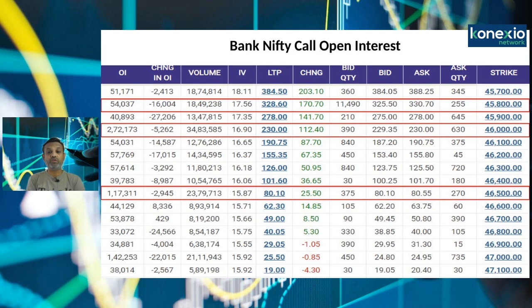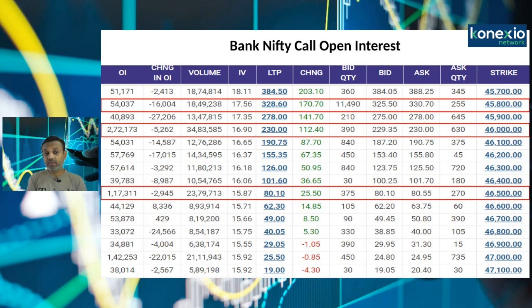towards 46,500 to 46,800. Why 46,800? Because you can see there has been more shedding in this particular region. You can see there has been a shedding from 45,700 calls, then 45,800 calls, 46,100, 46,200, and you can see each and every strike price, you can see the shedding.